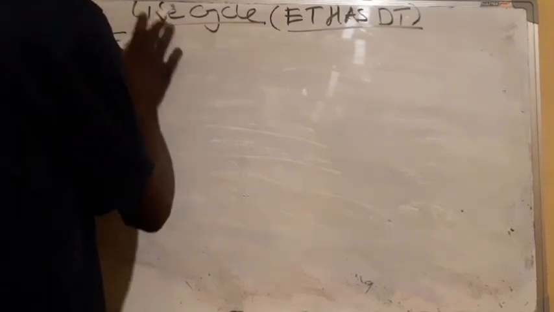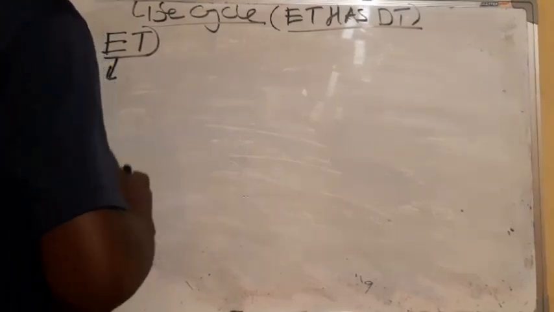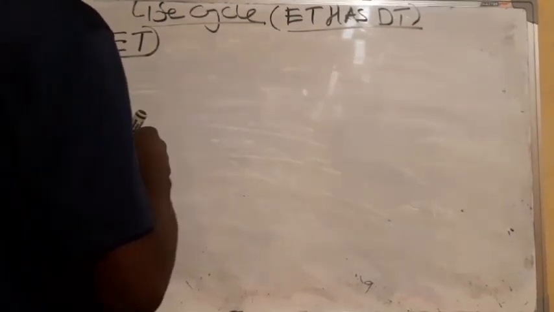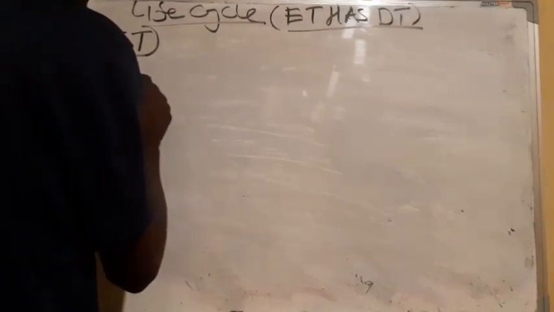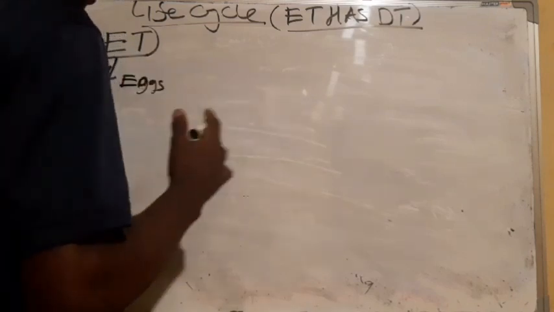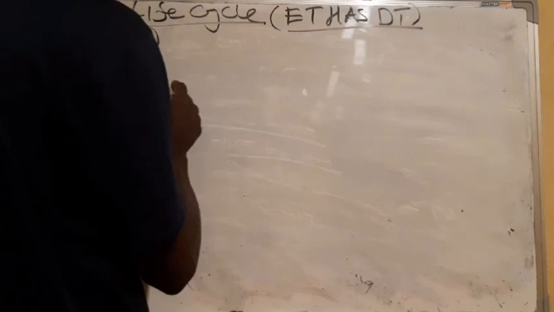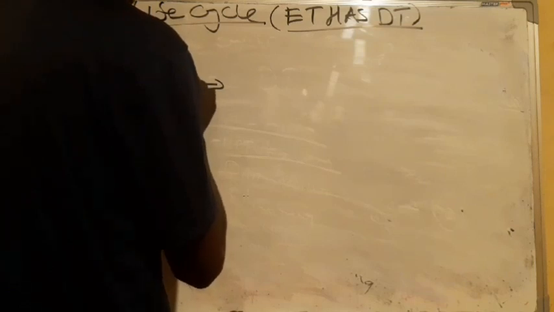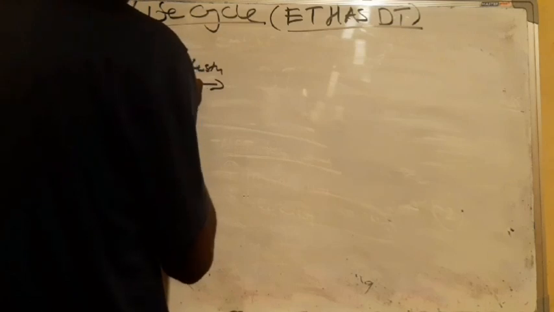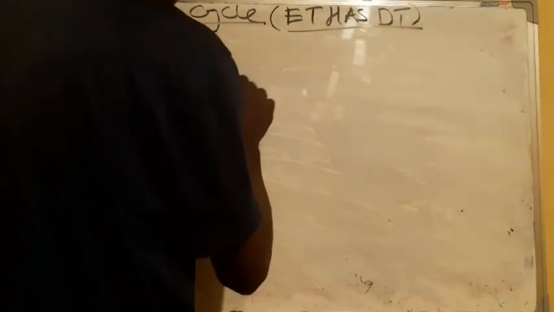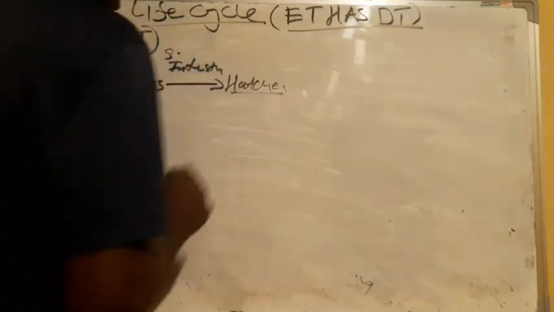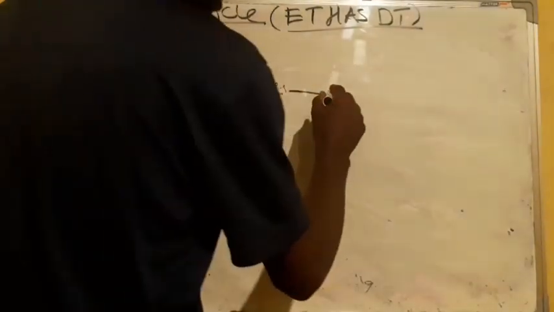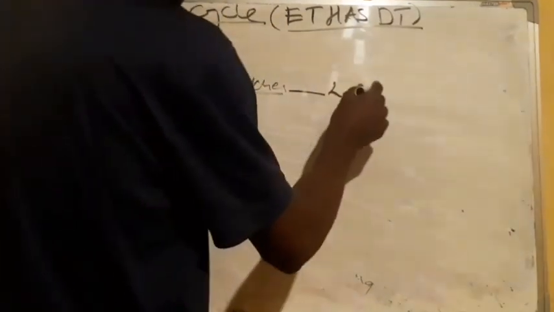So how is the life cycle of these two? It starts with the ingestion of the embryonated egg. Both involve the ingestion of the embryonated eggs. Then after reaching the small intestine, the egg hatches, to where? To a larva. This is the larva.